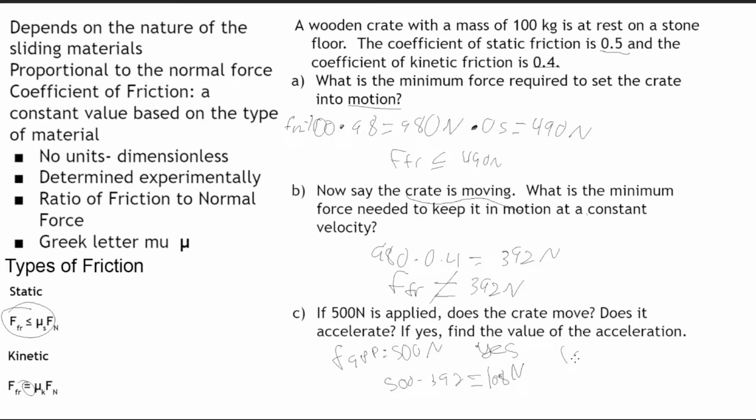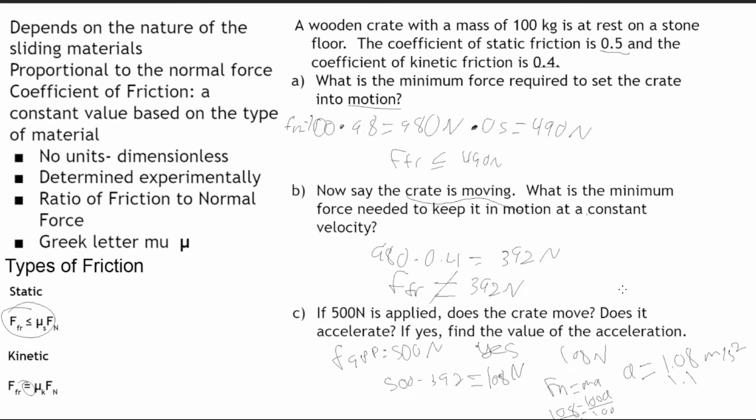If we have 108 newtons here, and we're looking for the acceleration, Fnet is equal to ma. Our mass we know is 100, so 100a is equal to 108. If we want to find a on its own, we'll just divide by 100. So a is equal to about 1.08 meters per second squared. If 500 newtons is applied, the crate will have an acceleration of 1.08 meters per second squared, or 1.1. I'll just have both there to represent it. And yeah, that's really it.